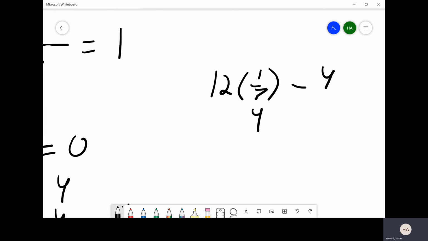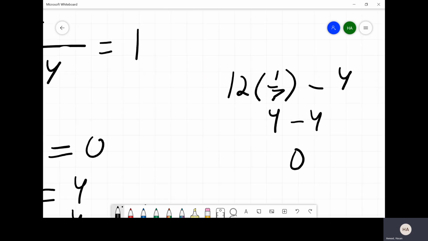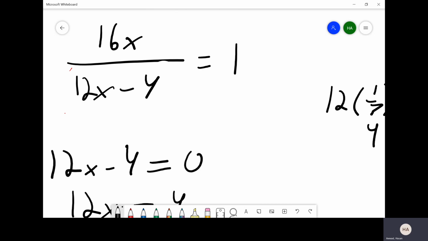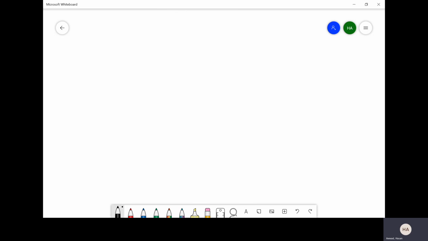12 over 3 gives us 4, and we would have 4 minus 4, and 4 minus 4 is 0, right? So that would mean that at x equal to 1/3, we would have a 0 in the denominator. Hence, we know that it can't possibly be included in the domain because our fraction would blow up. Okay, so we go ahead and clear that, and that's it. Hopefully that wasn't too bad for you.